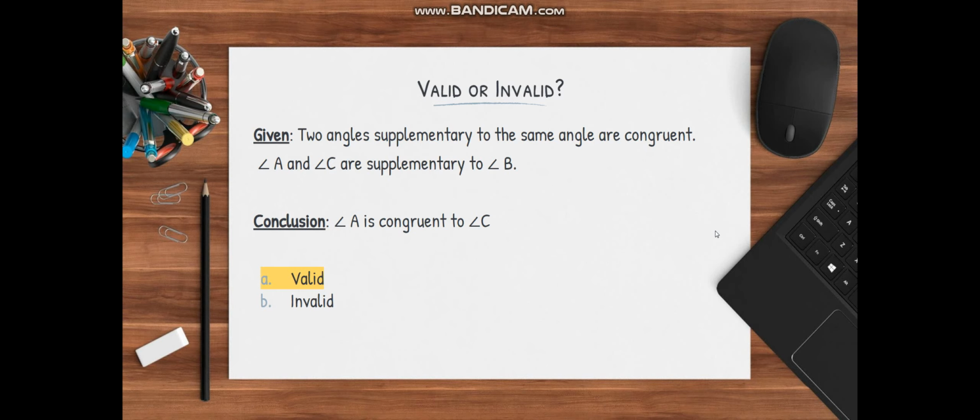It's going to be valid because we were given these two pieces of information, that A and C are supplementary to B, and that two angles that are supplementary to the same angle are congruent. They're supplementary to the same angle, so we can draw the conclusion that they are congruent based on the given information.